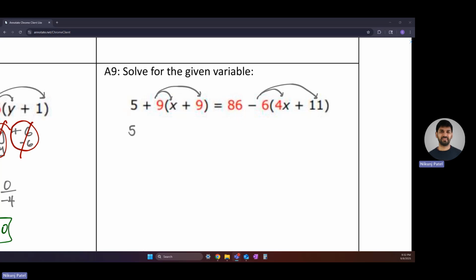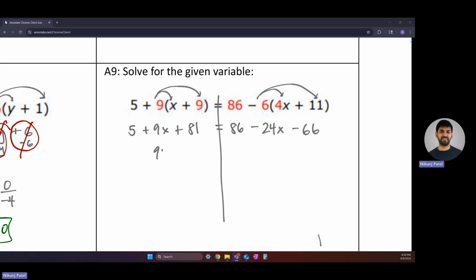So it should end up looking like 5 plus 9x plus 81 for that side, and 86 minus 24x minus 66, right? Let's combine like terms here and let's try to get our variables to the same side. So let's do one thing at a time. Let's first combine like terms. You notice that there's a 5 and an 81, or an 86 and a negative 66. Those are all like terms, and respectively on their separate sides, let's combine them.